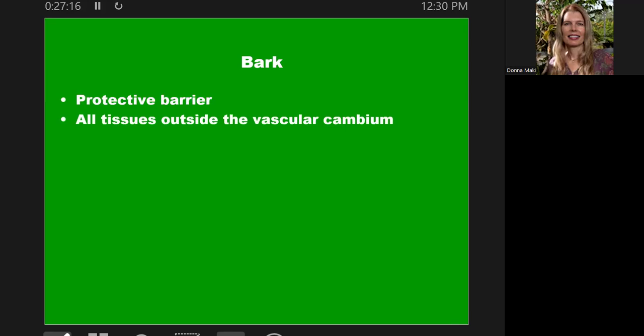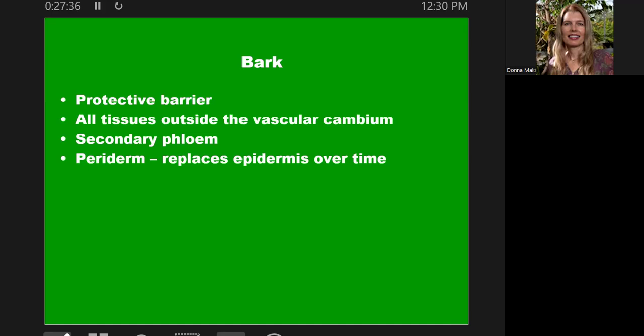And the definition of bark is that second bullet. All tissues outside the vascular cambium is bark tissue. And since we know that vascular cambium produces phloem to the outside, that means phloem is part of the bark tissue, all right? And so secondary phloem is part of the bark, and then the periderm is part of the bark.